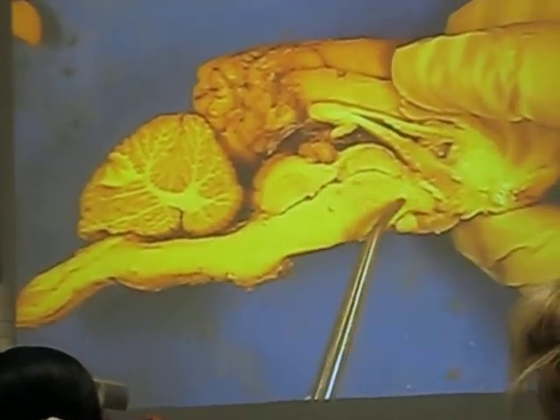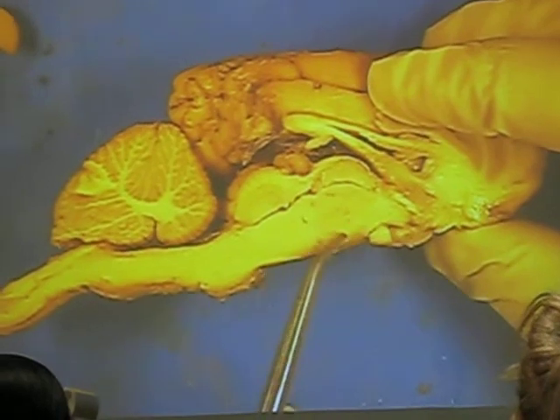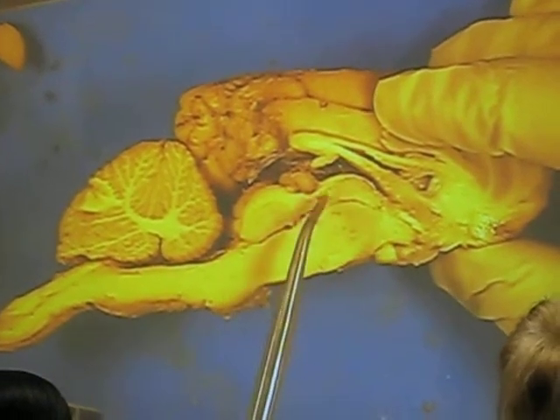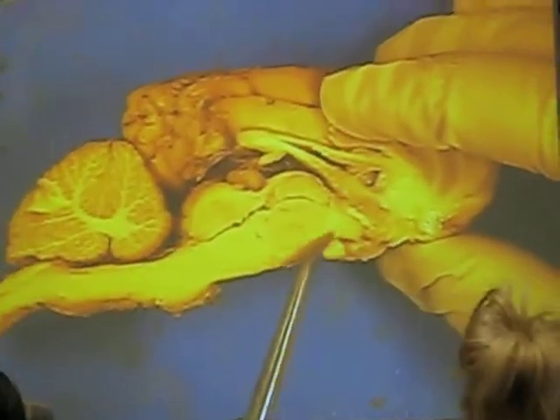And then what's below the thalamus? Hypothalamus, this region right here. This whole circular region is your thalamus, and then you have your hypothalamic region down here.